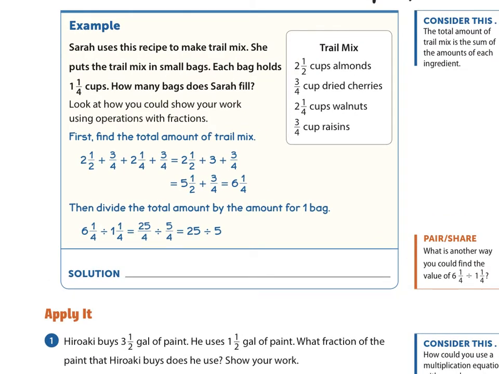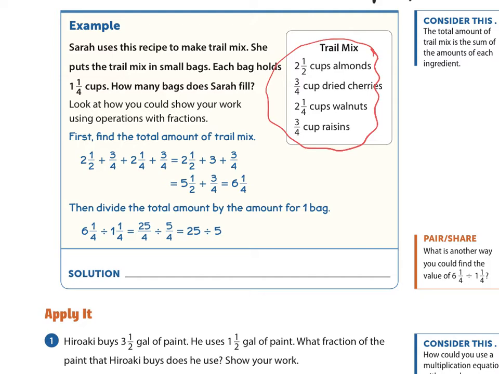Sarah uses this recipe to make trail mix. So her recipe is over here. Okay, she uses 2.5 cups of almonds, 3/4 a cup of dried cherries, 2 1/4 cups of walnuts, and 3/4 cups of raisins. Okay. Each bag holds 1 1/4 of a cup. How many bags does Sarah fill? Look how you could show your work using operations with fractions.